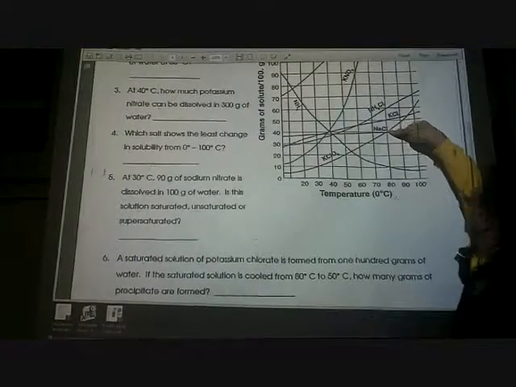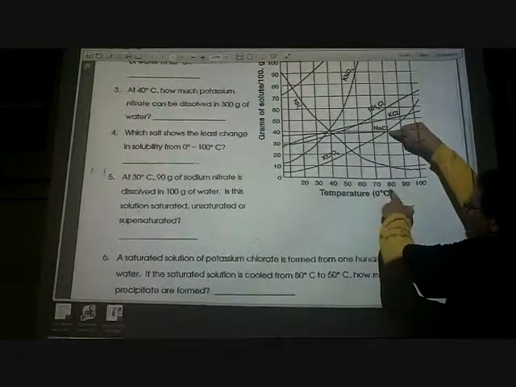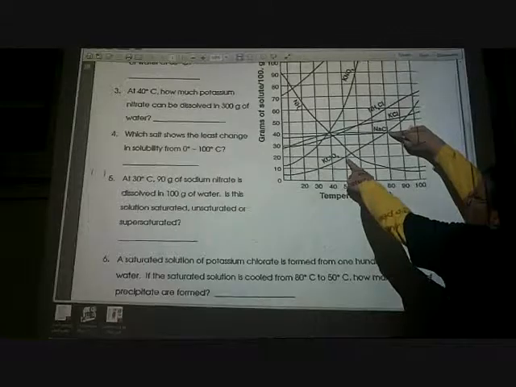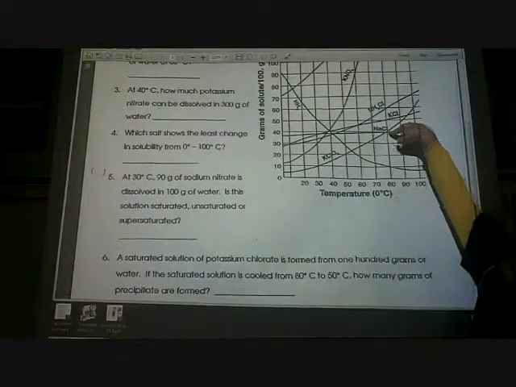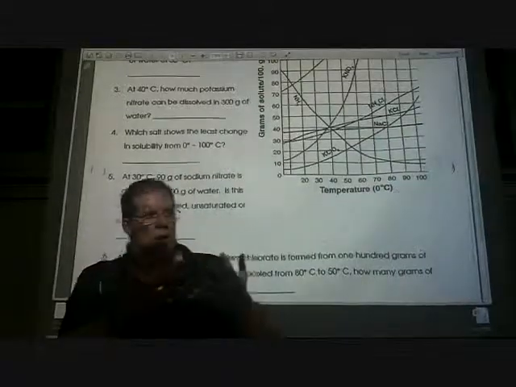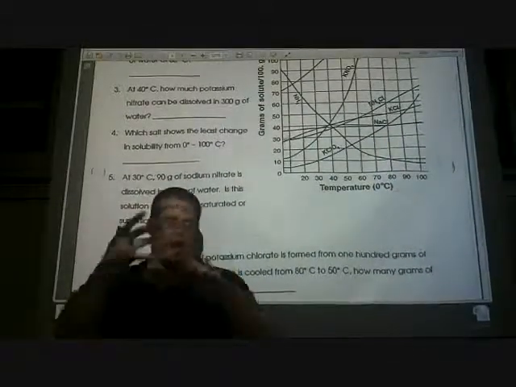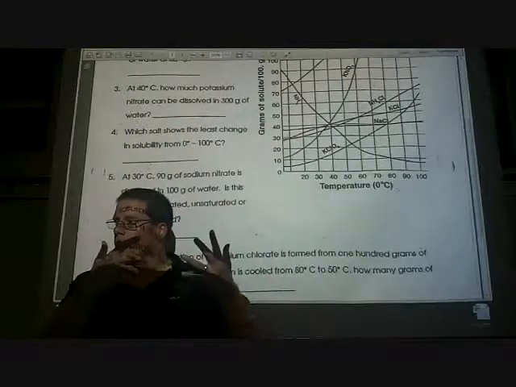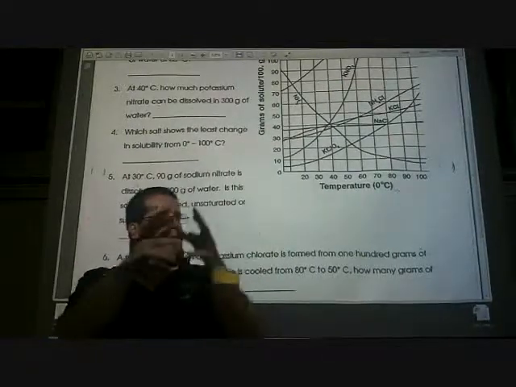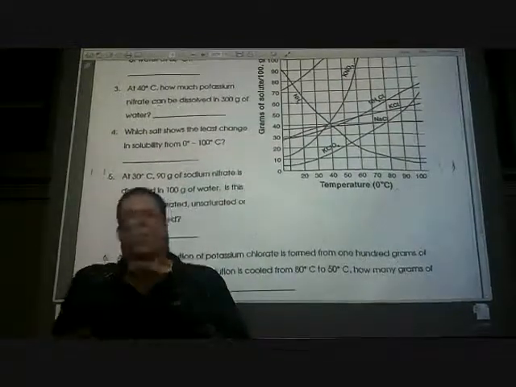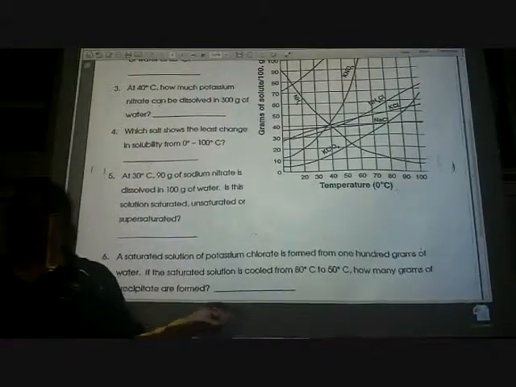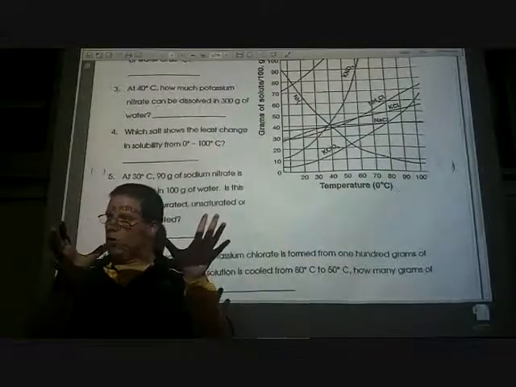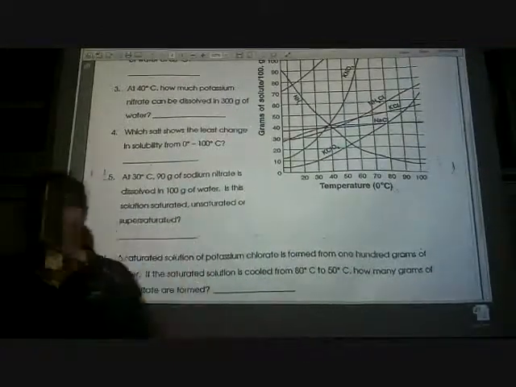It says it's saturated, so it's right on the line. If we lower the temperature from 80 to 50, how much can I then have in solution? 20. So if you have 40 grams of the potassium chlorate in solution as ions, and then the temperature cools, 20 of those grams are going to come out of solution and form crystals on the bottom. So how much of the precipitate is formed? 20 grams. Okay, so 20 grams of potassium chlorate stays in solution, the other 20 makes crystals.